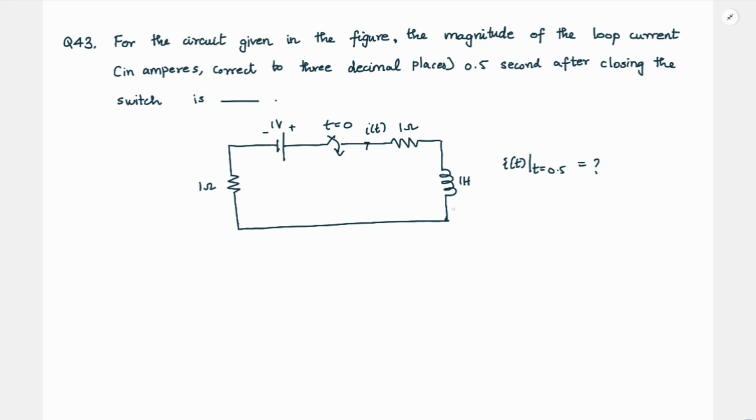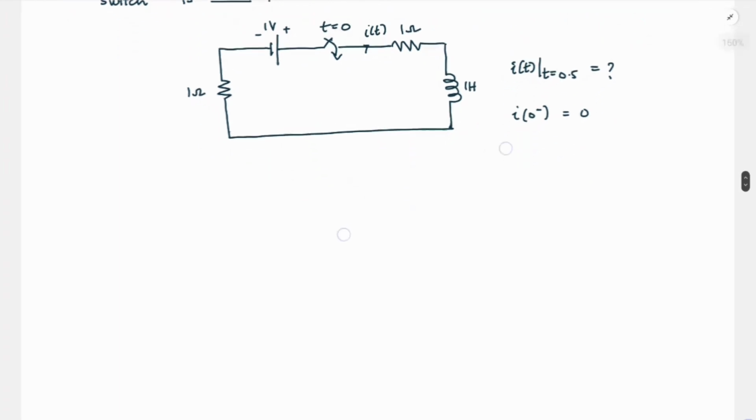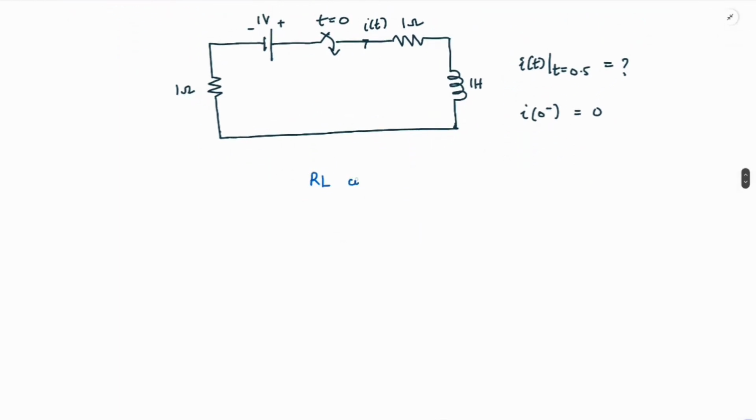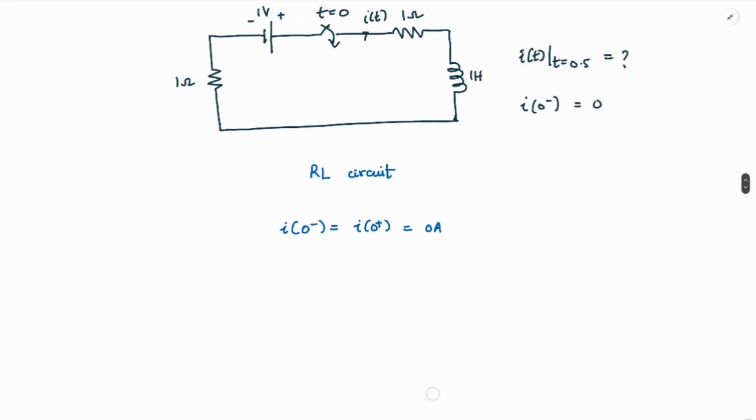And here if you see there is an inductor, they haven't given any initial condition for the inductor current. So we can take it to be 0. And this circuit is similar to a first order RL circuit, right? So based on initial and final condition of I of t and the time constant, we can arrive at the equation for I of t with respect to time. So here we already have the initial condition, because I of 0 minus is equal to I of 0 plus due to an inductor, this is equal to 0 amperes.